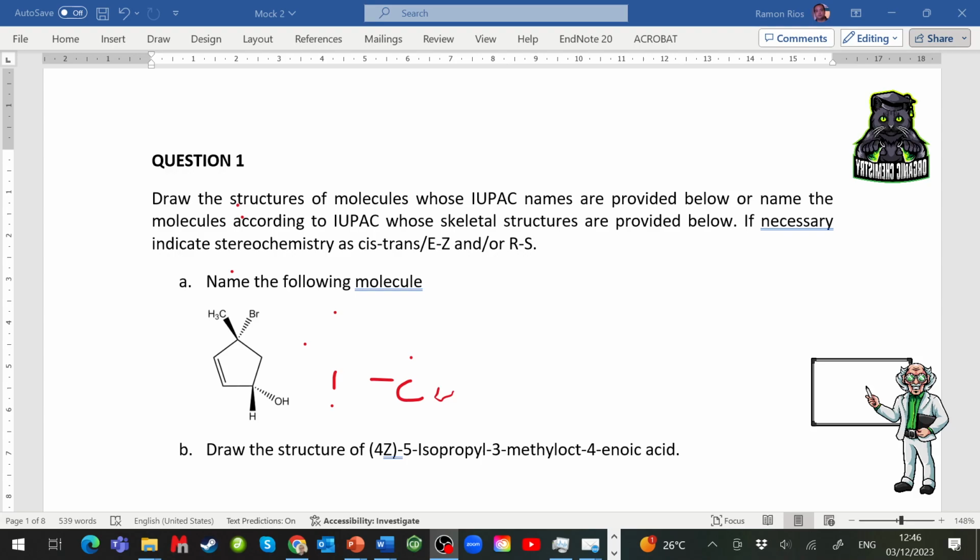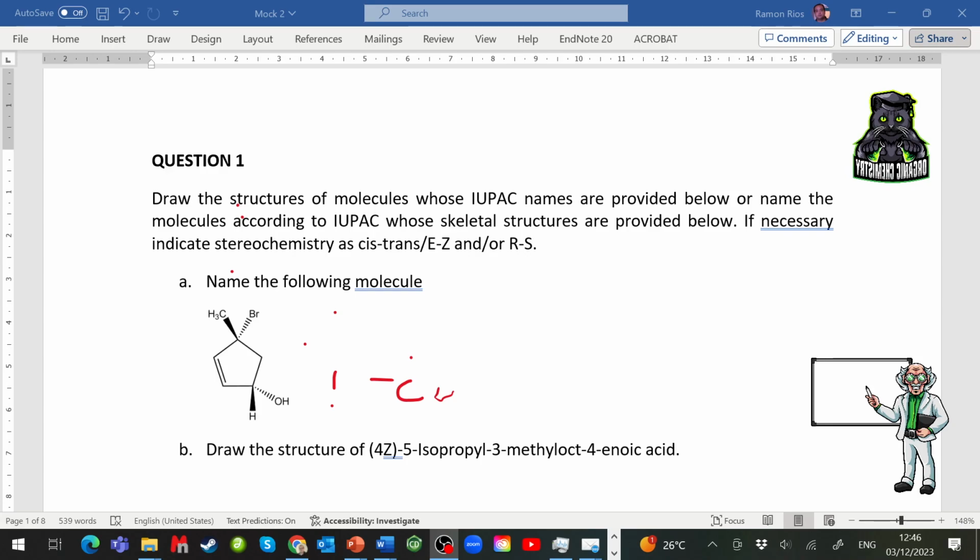We will start with question 1. Draw the structure of molecules whose IUPAC names are provided below, or name the molecules according to IUPAC, whose skeletal structures are provided below. If necessary, indicate the stereochemistry as cis/trans, E/Z, and/or R/S. Okay, we start with molecule number A.